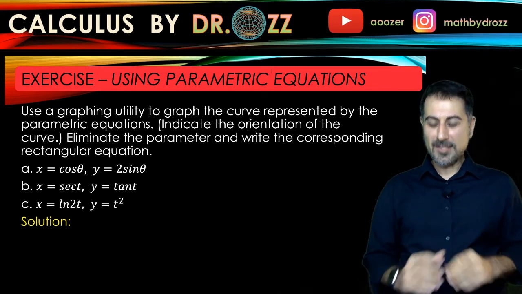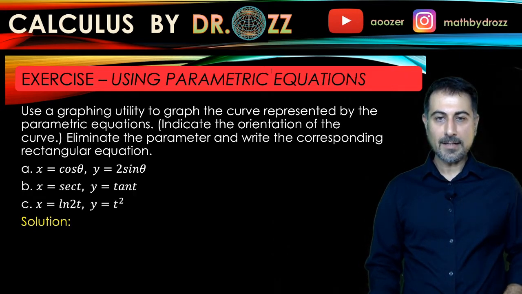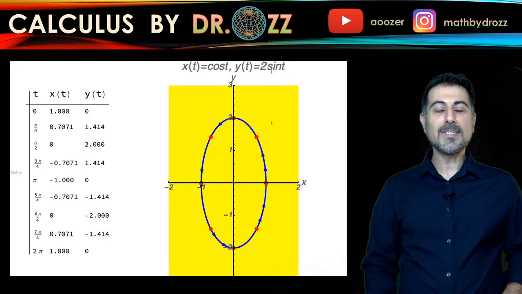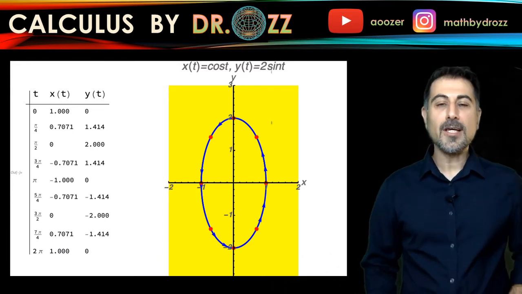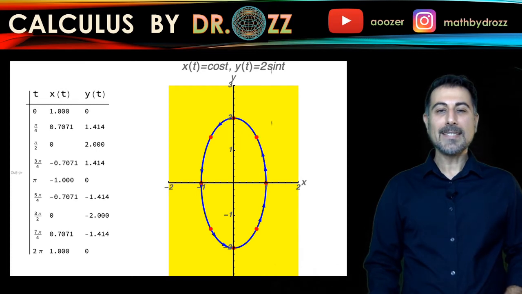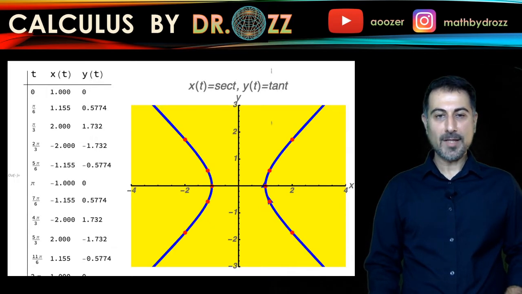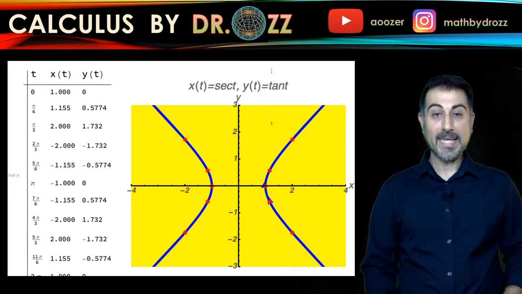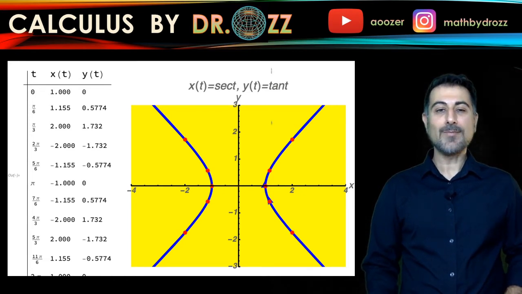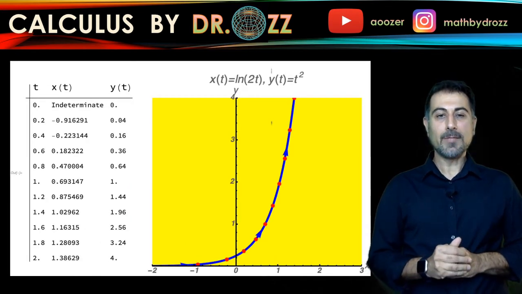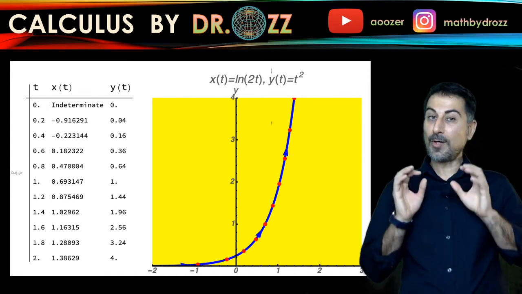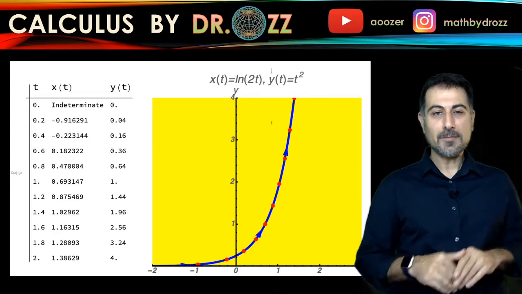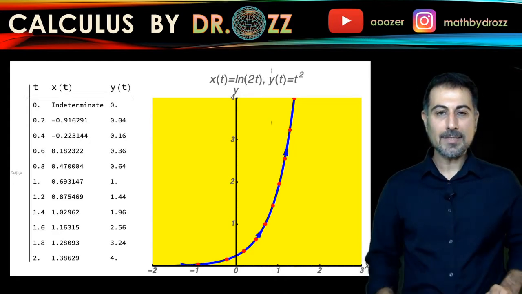Let me give you a heads up about what we are going to get at the end. In the first case, we're going to have an ellipse with the orientation being counterclockwise. In the second case, we have a hyperbola with its orientation as well. And in the last case, we have another parabola coming with the orientation like this. In fact, this is a very specific one, but I don't want to give you a heads up right now. Please watch the video and then see what I'm going to say about this curve. All right, let's get started.